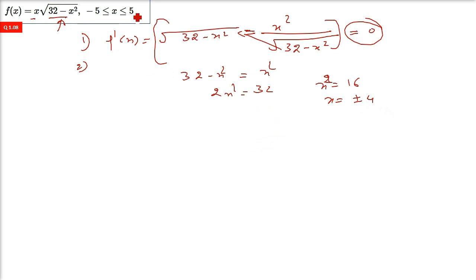Now this plus and minus 4 should be in between the interval being provided by negative 5 and 5. You can just check it, and I can assure you that both values are admissible, or we have to take both the values in order to get the local minima and local maxima. The third step will be to find the differentiation of the differentiation. That is the second derivative of the original function. First derivative we have already computed.